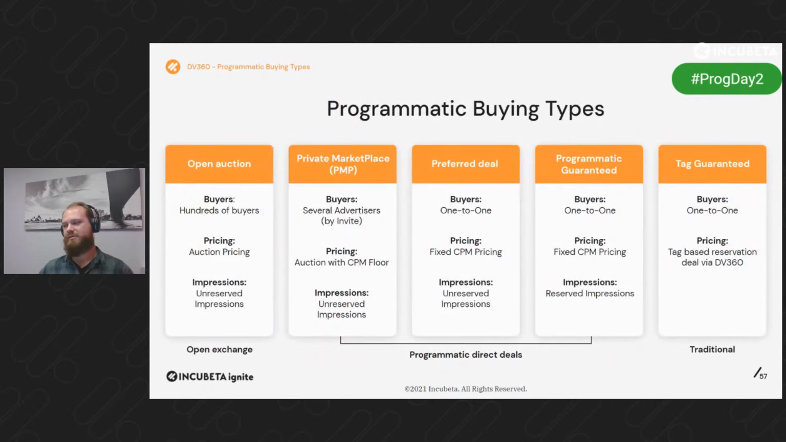So some of you would recognize the slide from yesterday. Just to go in again into DV360 and take a look at some of the deals, or the buying types, that are available, and the differences between those. Just briefly, we'll start out on the right, and we'll go with the least control from a DV360 perspective.